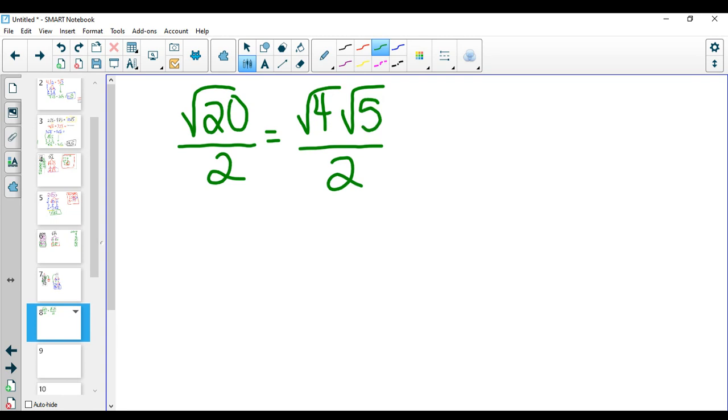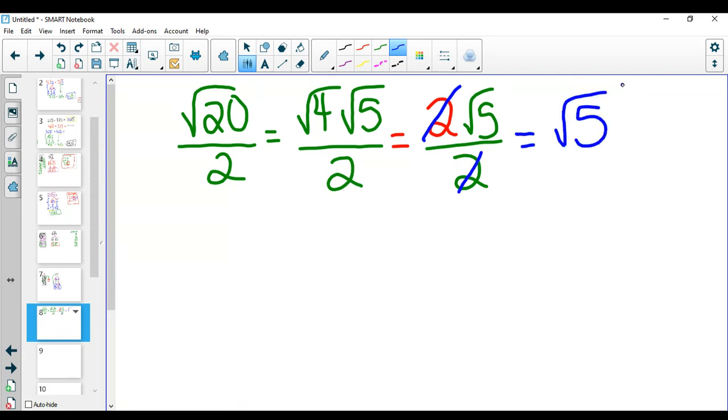The 2 just gets brought along. So radical 4 becomes 2. The square root of 5, you could just leave it, and the 2 is brought over. So the only thing changed was square rooting that 4 became 2. Now if you notice, there's a 2 on the top, a 2 on the bottom. So you would just divide the numbers in front of the radical by the denominator. So 2 divided by 2 is just 1. So your answer is just the square root of 5.